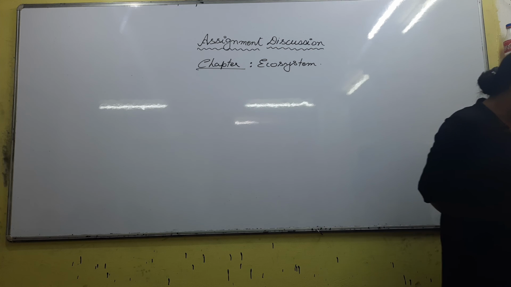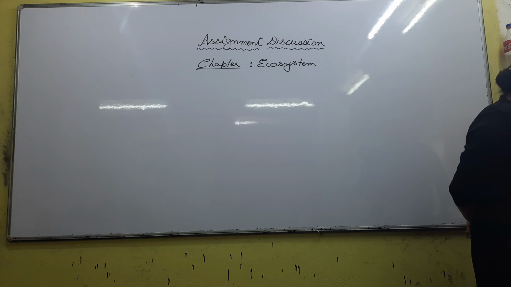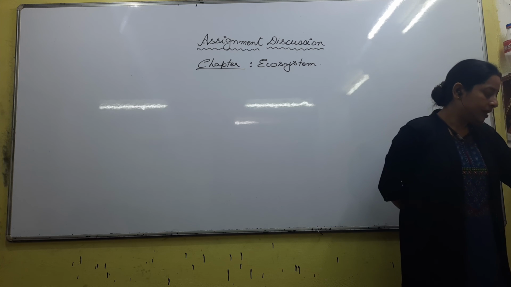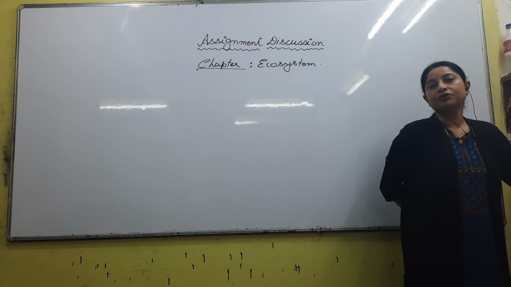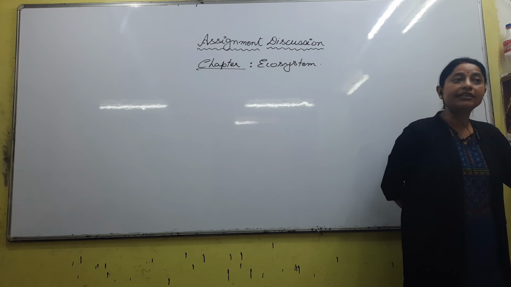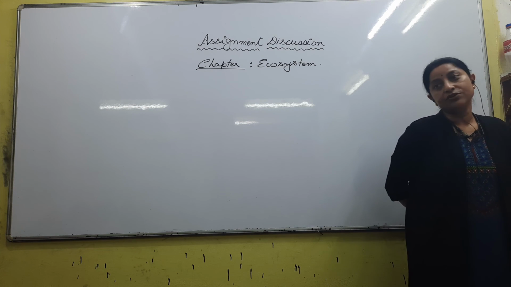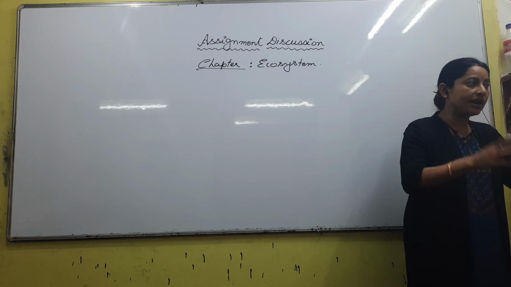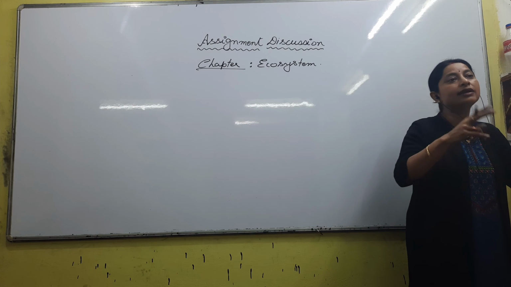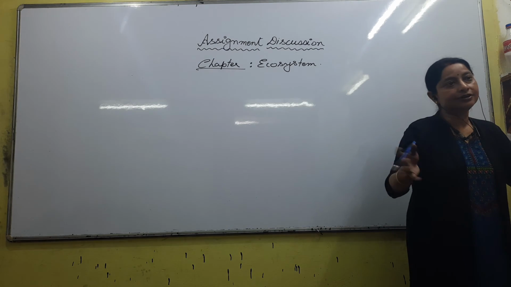Question number 3, about productivity. Productivity is measured in terms of what? Grams per meter square per year. Productivity is measured either in terms of grams or in terms of energy. If you measure by weight, it is grams per meter square per year. If you measure energy, it is kilocalorie per meter square per year.